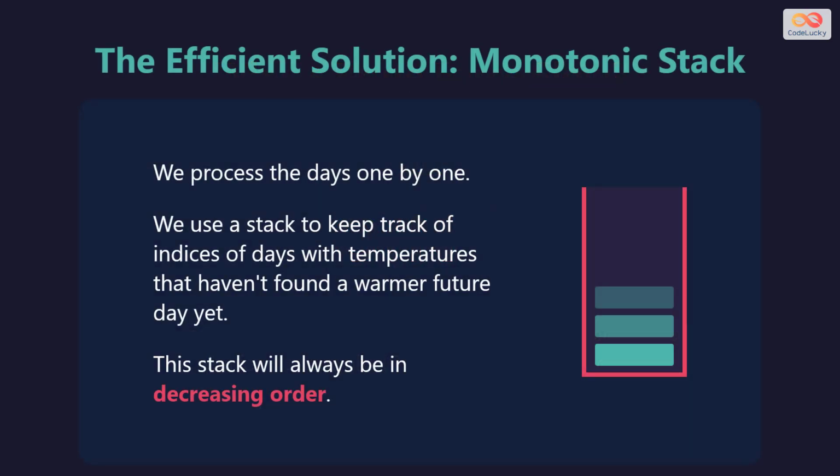To solve this efficiently, we use a monotonic stack. The idea is to iterate through the days and use a stack to keep track of the days for which we haven't found a warmer temperature yet. Because we are looking for the next greater element, the temperatures corresponding to the indices in our stack will always be in decreasing order.